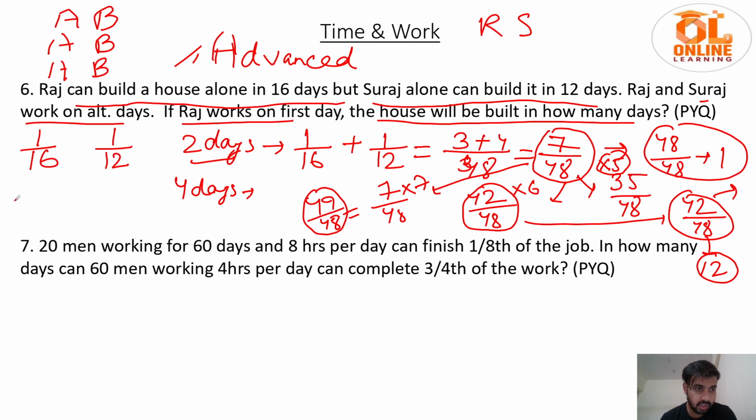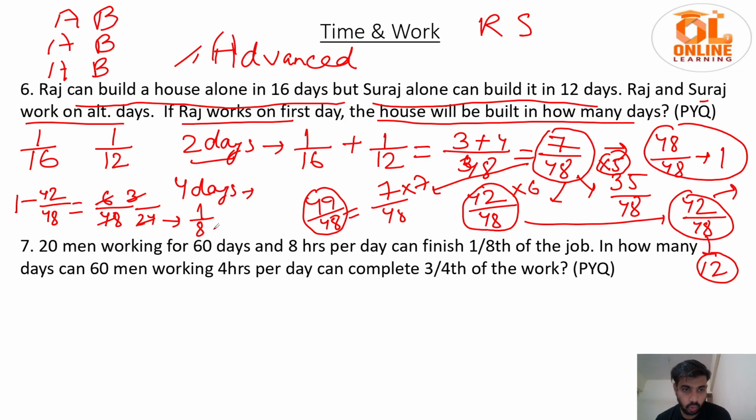Then how much work is left? That is 1 minus 42 by 48. That will be 6 by 48 work still left. If we reduce it, it will be 3 by 24, and it will be 1 by 8. 1 by 8 work is still left.